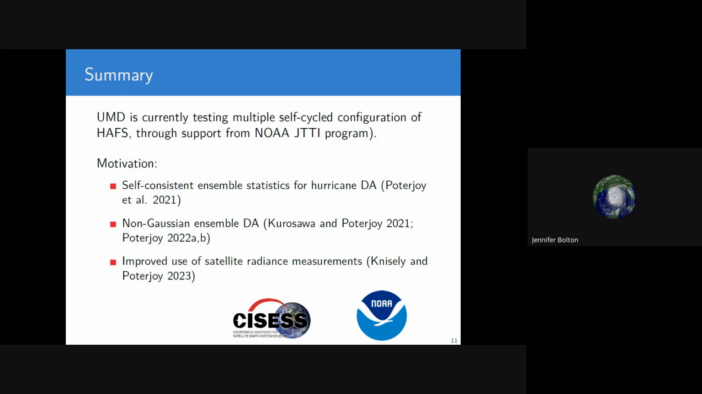Next slide. Quick summary, UMD is currently testing multiple self-cycled configurations of HAFS, thanks partly due to the NOAA JTTI program. Motivation is self-consistent ensemble statistics for hurricane DA are very important. There's a paper outlining this. Non-Gaussian ensemble data simulation developments have reached a level of maturity where they can be used for really big modeling problems like this. And one thing I didn't touch on was a lot of the issues for simulating satellite radiance DA that we have for HAFS really do require a self-cycled framework. And there's another paper here coming from my group on that topic as well.